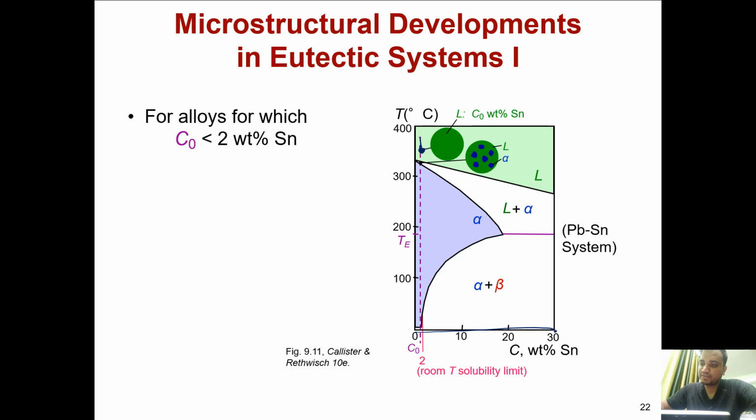Now at this junction, what happens? A small amount of alpha will start forming, right, because this is the first line it will touch. Now when it comes to this point again, the alpha which is formed will be there, and the remaining liquid will also get transformed to alpha.